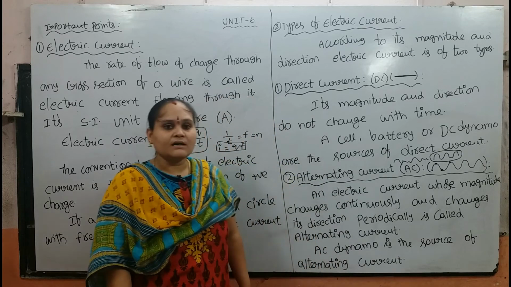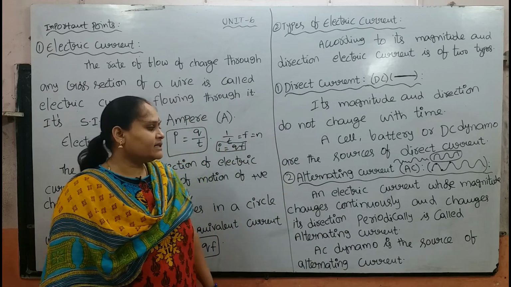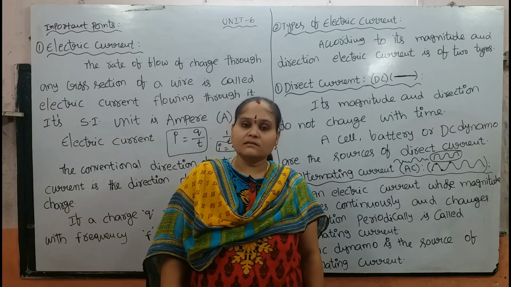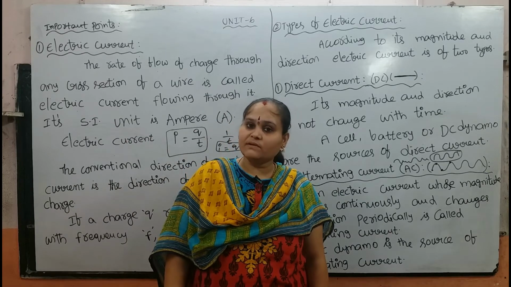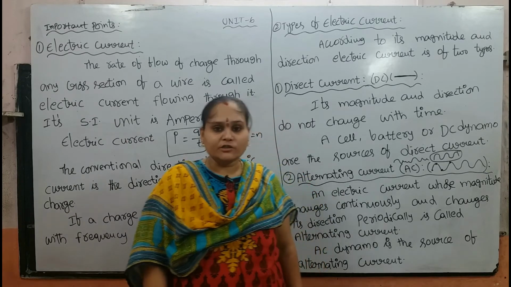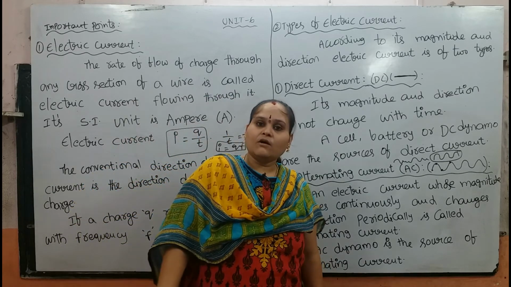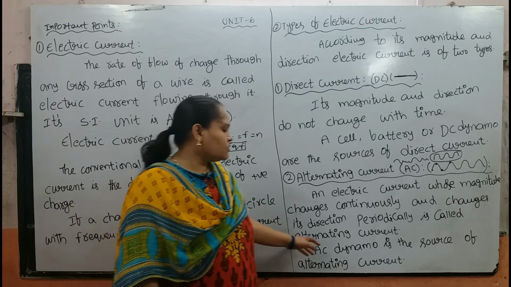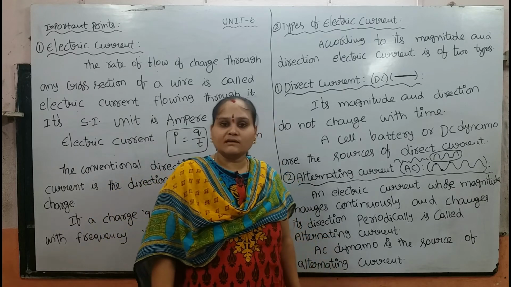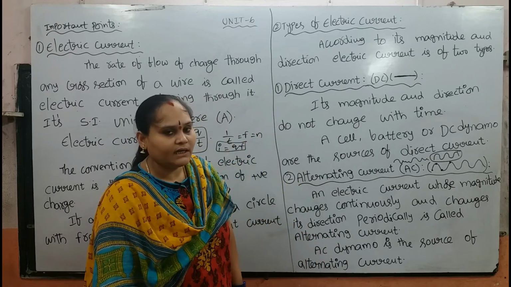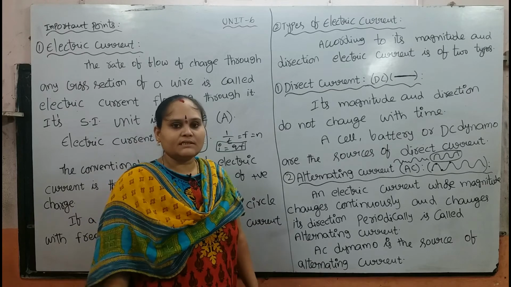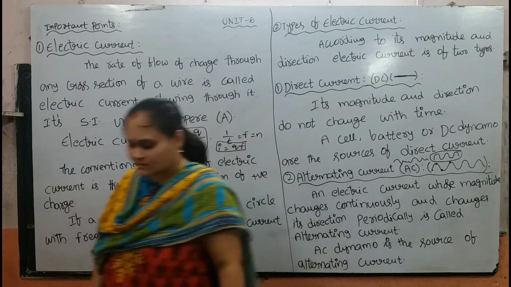And next one is the alternating current. In alternating current, the magnitude and direction will be varied periodically and continuously with respect to time. That is nothing but an alternating current. So in this, the AC dynamos are the sources of the alternating currents. And next we will discuss the next topic.